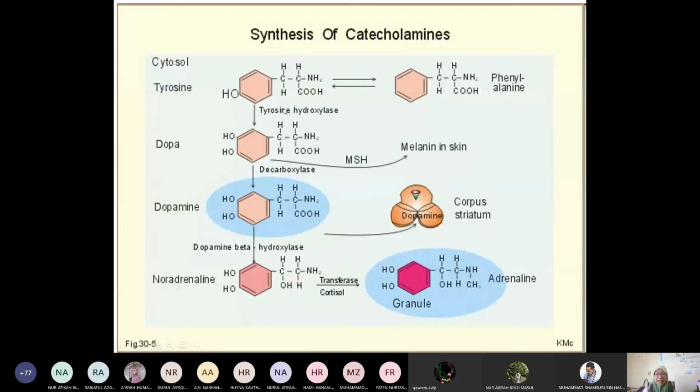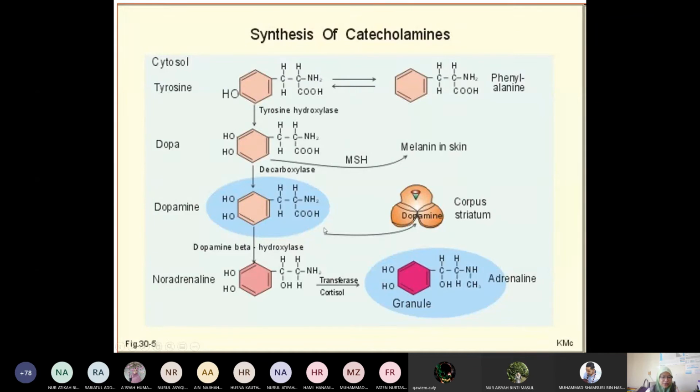Tyrosine is actually a non-essential amino acid that contains a hydroxy group in the side chain ring structure. It is derived from the essential amino acid phenylalanine by the enzyme phenylalanine hydroxylase. Once tyrosine is formed, it undergoes a hydroxylation reaction on the ring structure, and the enzyme tyrosine hydroxylase forms dopa. Once dopa is formed, the carboxy group is removed by the decarboxylase enzyme, releasing carbon dioxide, and dopamine is formed.